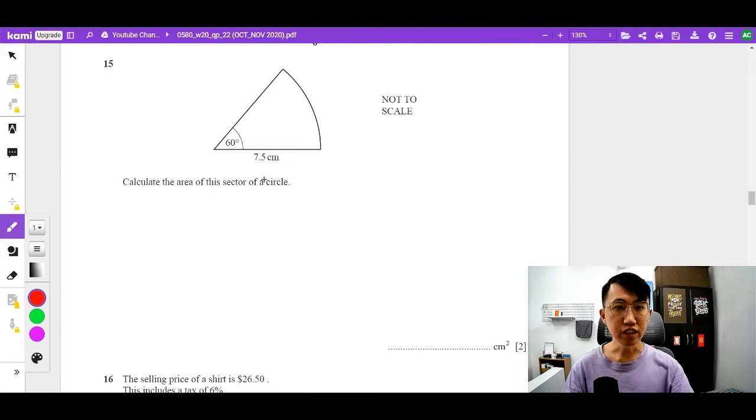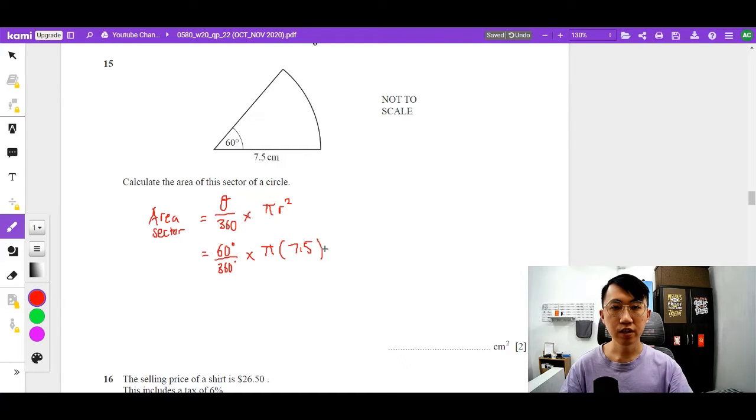Question 15 is sector. Calculate the area of this sector of a circle. Go ahead and write down your formula. Area of sector is theta over 360 times pi r square. Theta is your degree, 60 degree over here. So write 60 degree over 360 degree, multiply by the radius. Radius is going to be 7.5, so write 7.5 squared.